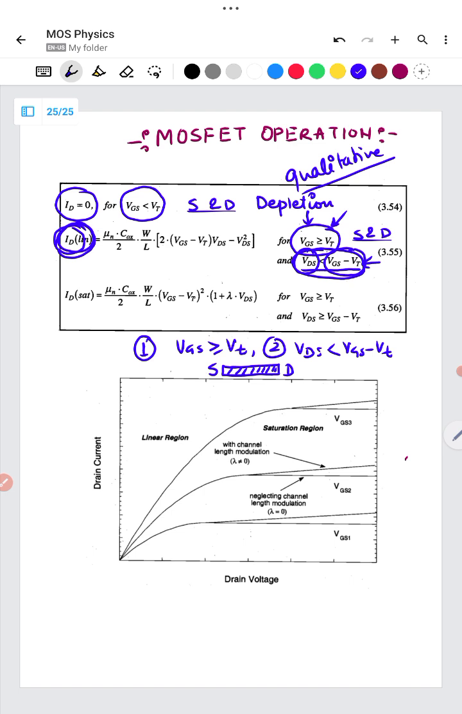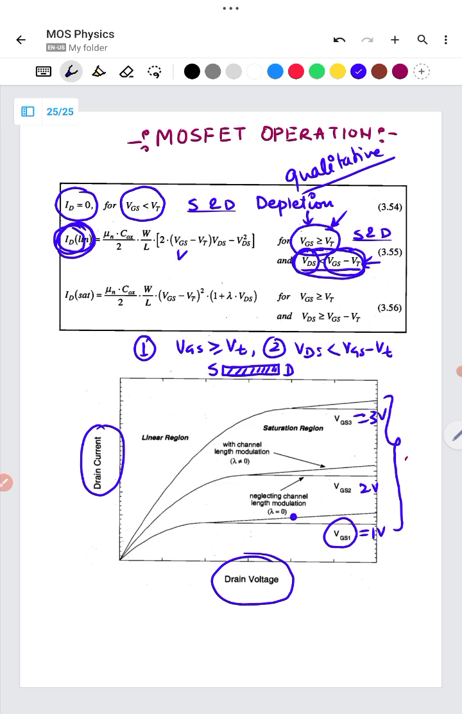Now, qualitatively, we discuss why this ID will be this. So, we can see from the measurement graph of ID versus VDS of a MOSFET, for VGS equal to 1 volt, VGS equal to 2 volt, VGS equal to 3 volt, the ID is basically depending upon VGS minus VT. Okay, let's say the VT is 1 volt. So the ID is basically depending upon how much excess voltage beyond VT you are applying at the gate. So definitely ID will be proportional to VGS minus VT.